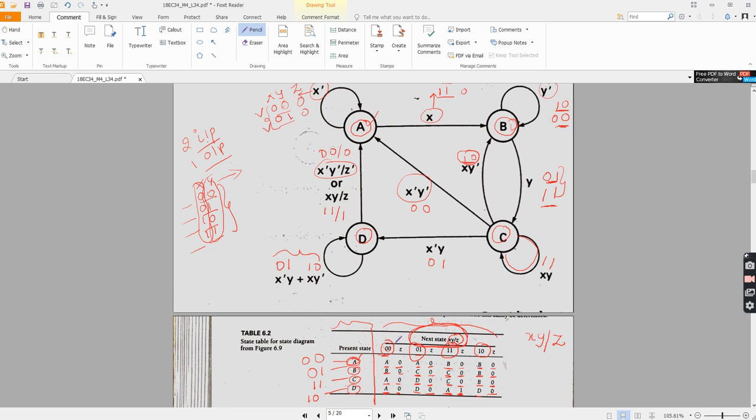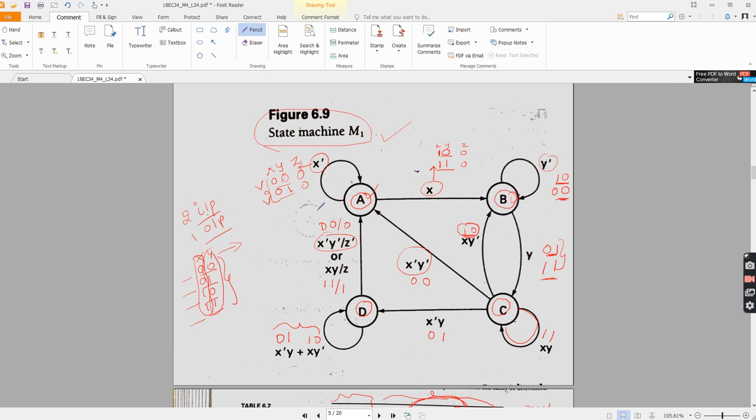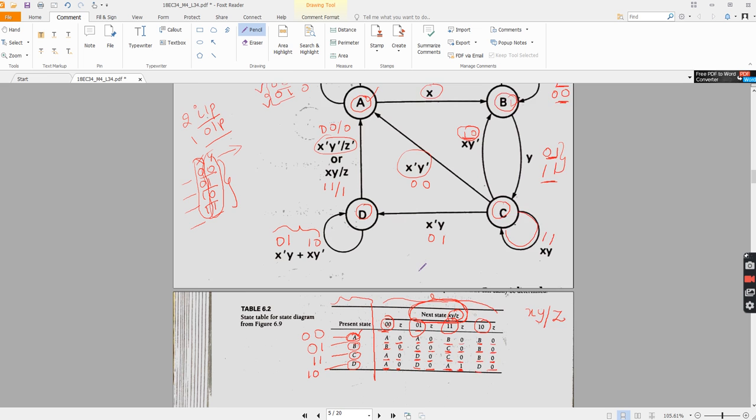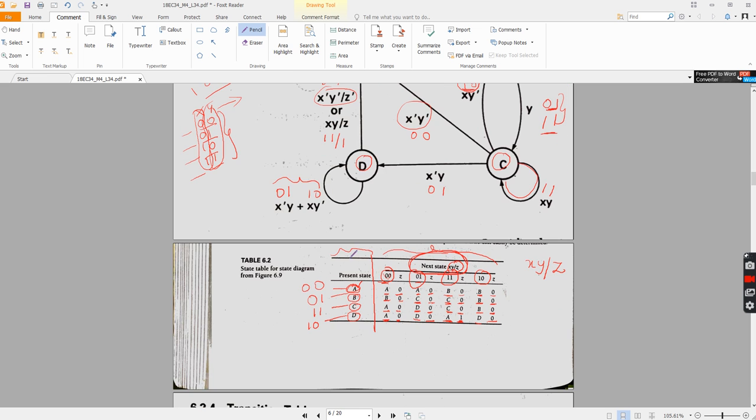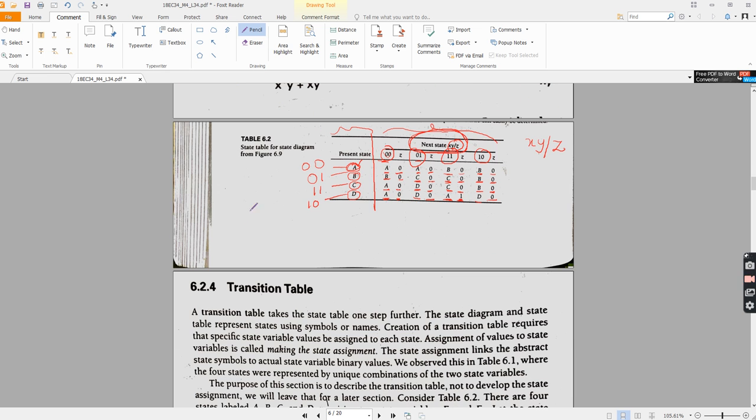Now whatever the numbers I had written here, here, here, everywhere, this is converted into one state table. Is that point understandable? Now the next point is the transition table. What job will I do in the transition table? I will be assigning the values for each state.